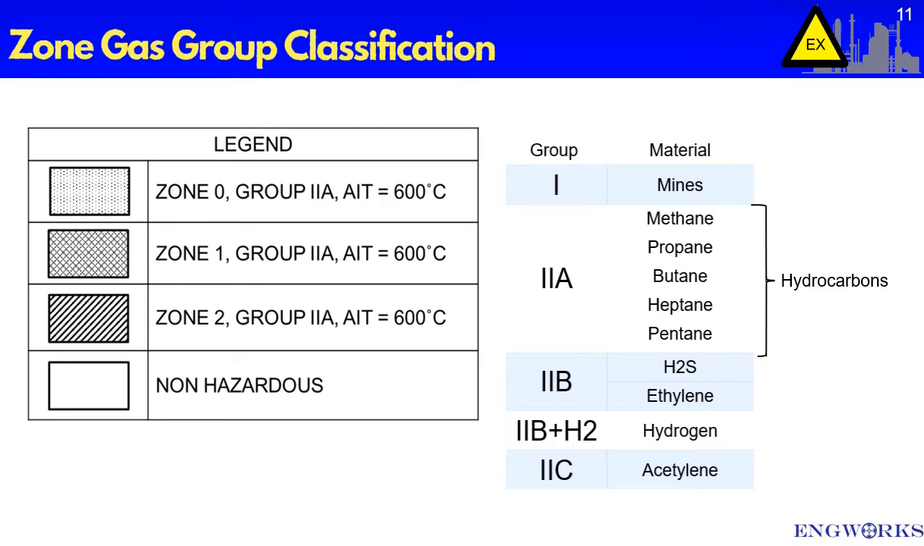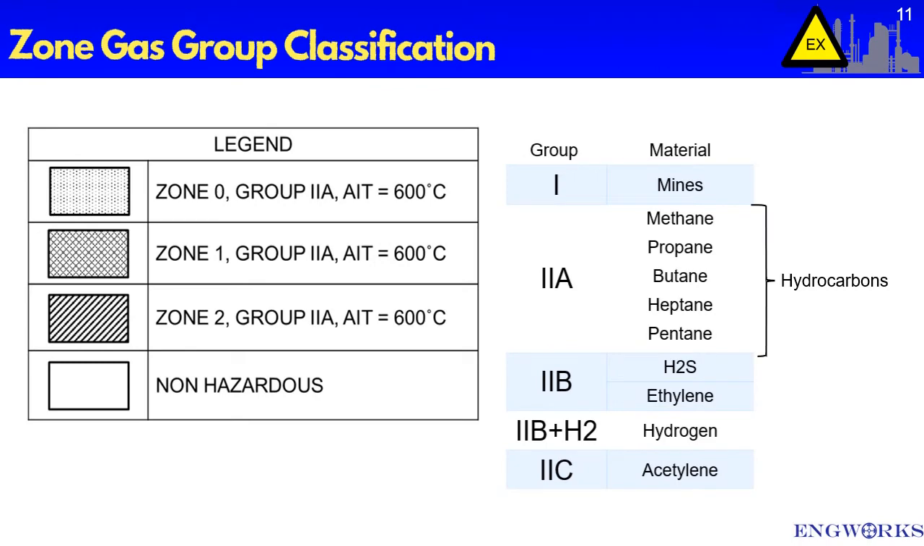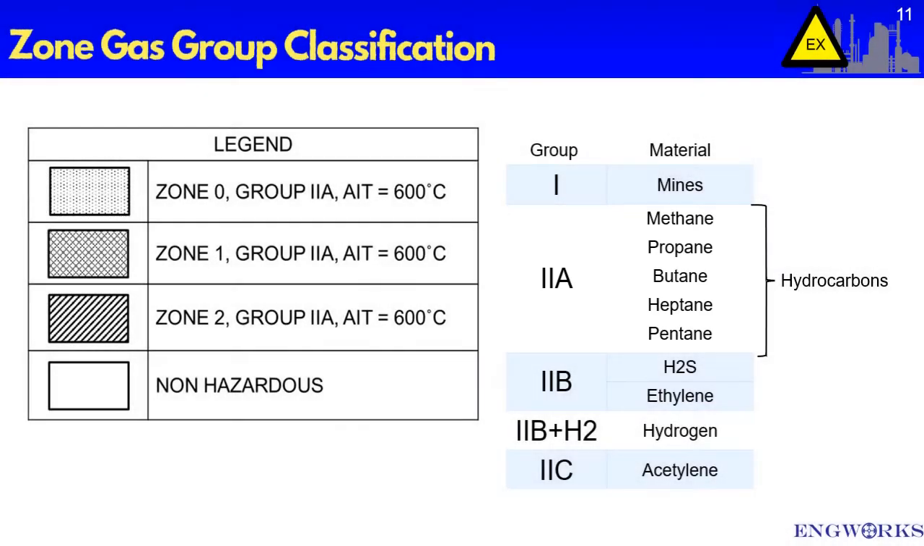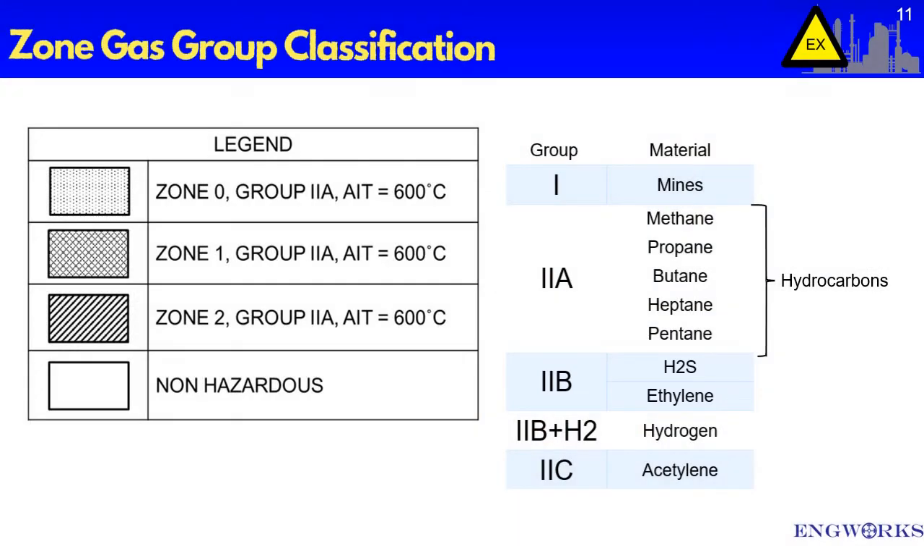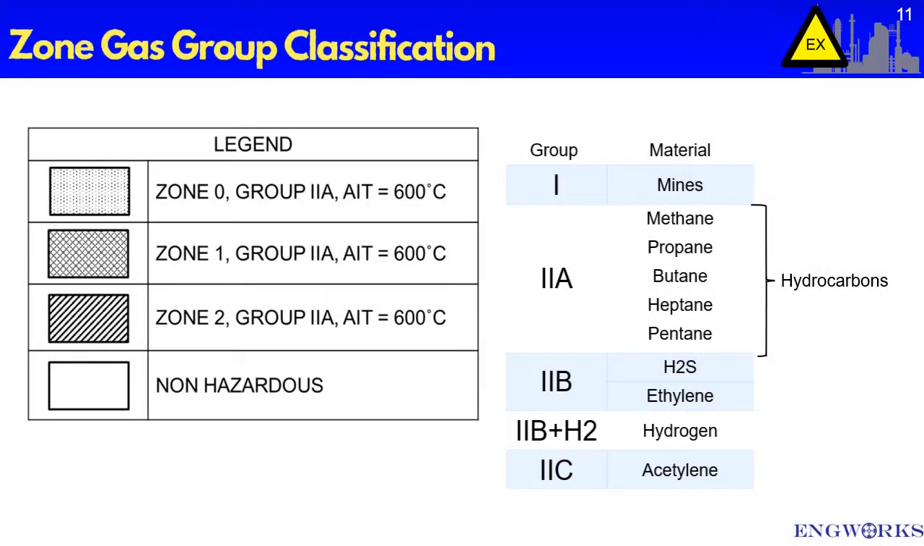In zone-classified facilities, the hazard will be defined as Group 1 for underground mine applications, and Group 2 for surface facilities. Surface locations will be further classified into Group 2A, where materials such as natural gas, propane, and similar hydrocarbon products are used. Group 2B will apply to H2S, ethylene, and similar products. Group 2B plus H2 is for hydrogen, and Group 2C is for acetylene applications.